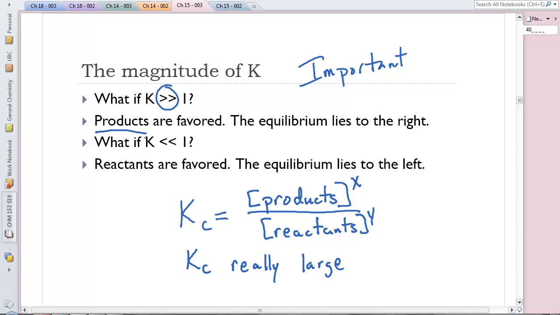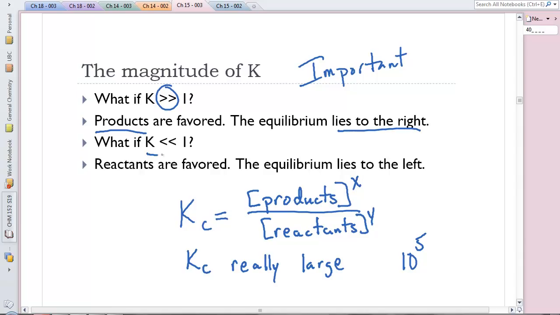And by large K, typically we're talking 10 to the 5th, 10 to the 6th, or larger, maybe 10 to the 4th, but kind of in that magnitude. So a K that's like 10 to the positive 5th, we would say that's a large K. That means our equilibrium lies to the products. Once that system establishes equilibrium, once we get to a point where the concentrations are no longer changing with time, we're going to have a lot more product than reactant. That's what a large K tells you.